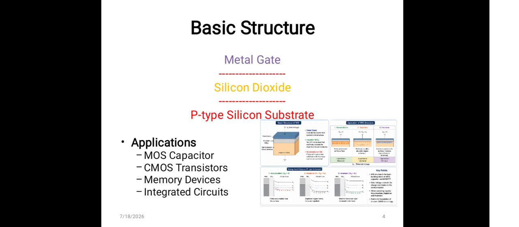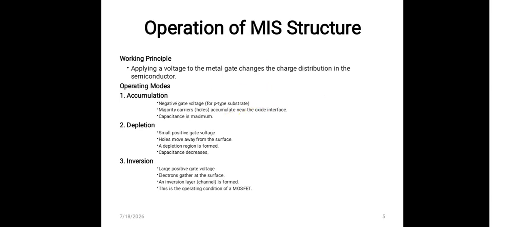Some important applications include MOS capacitors and CMOS transistors, memory devices such as SRAM and DRAM, and integrated circuits used in processors and communication systems. Whatever communication we prefer, whatever integrated circuit is used for communication purposes like modulation, demodulation and transmission, in everything this MIS structure plays a vital role. Almost all modern electronic chips contain billions of these MIS structures inside a single IC.